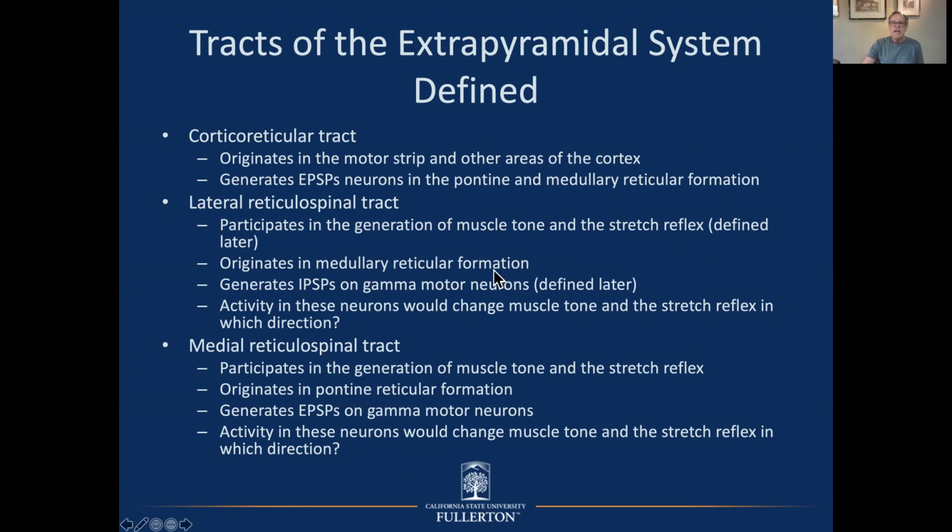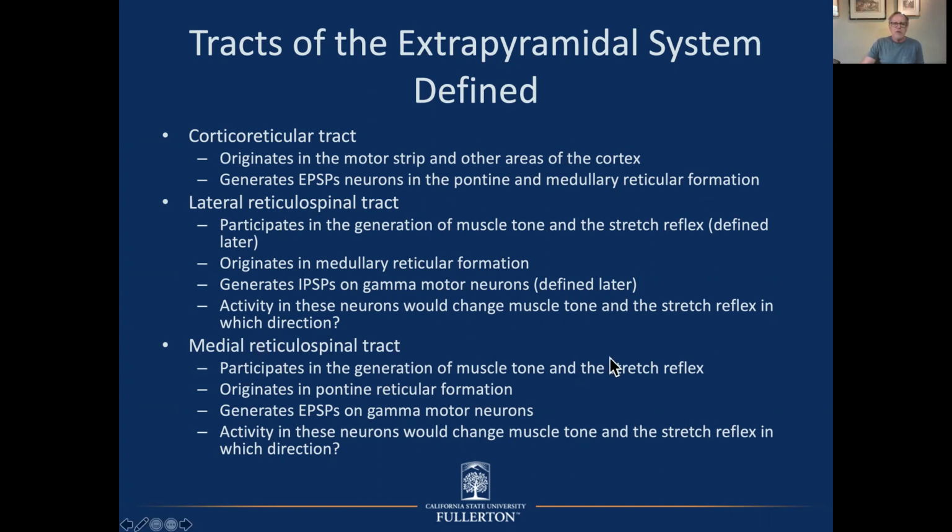The lateral reticulospinal tract participates in the generation of muscle tone and the stretch reflex, which we'll define later. It originates in the medullary reticular formation, and the neurons in it generate IPSPs on, as we'll get to know in a few minutes, a gamma motor neuron, which is a lower motor neuron, but a different type from the alpha motor neuron. And I asked the question, activity in these neurons would change muscle tone and the stretch reflex in which direction? Well, the answer is it would reduce it because it's inhibitory.